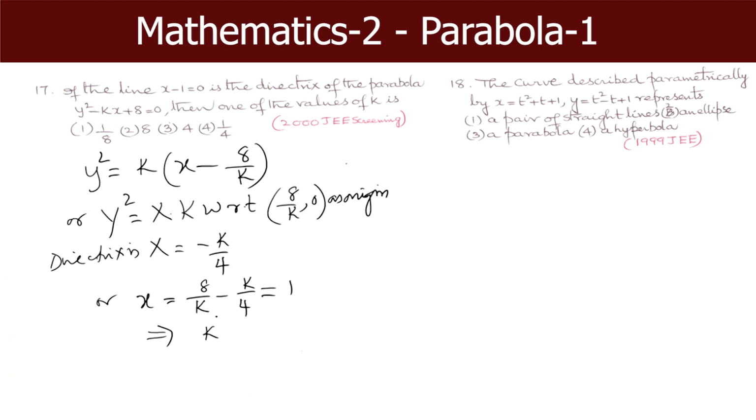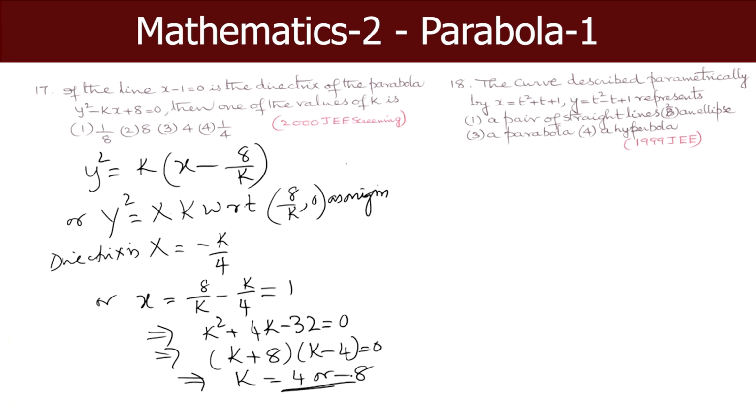So, this is k square plus 4k minus 32 equal to 0, a quadratic in k. Take the LCM, transfer. So, (k plus 8) into (k minus 4) equal to 0. So, you have two values for k. One value is 4, the other is minus 8. For both these values of k, the parabola y square minus kx plus 8 equal to 0 will have its directrix as the line x equal to 1. But here there is no minus 8, only plus 8, and since it is a single correct answer type, they gave only one correct value, 4, here. So, 4 is the correct option.